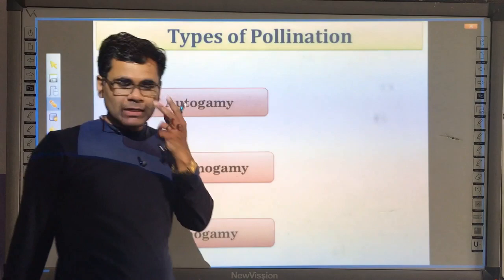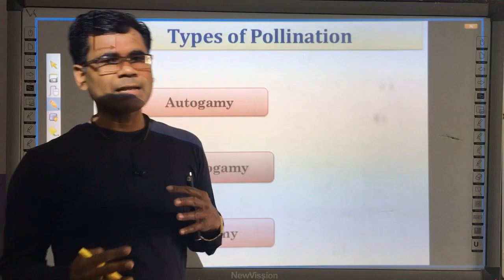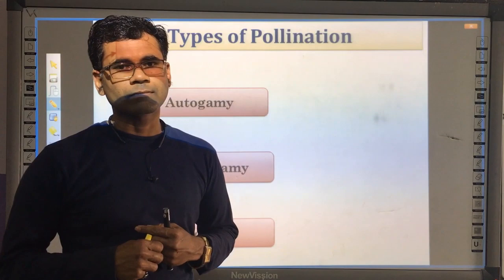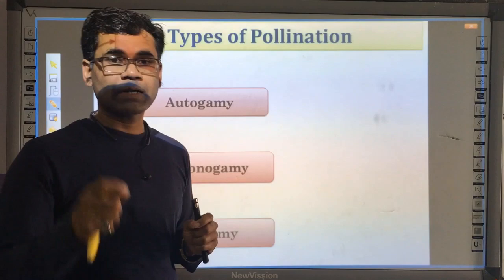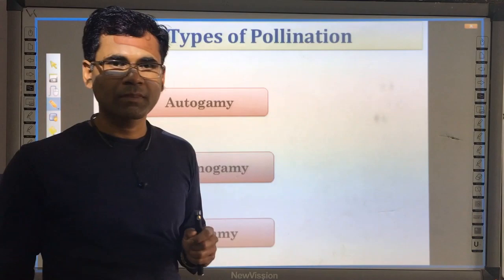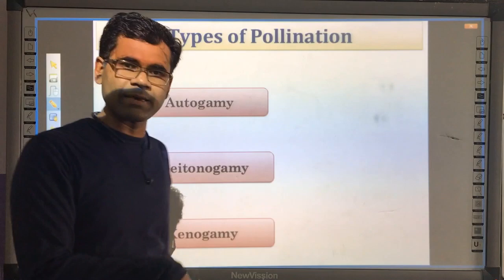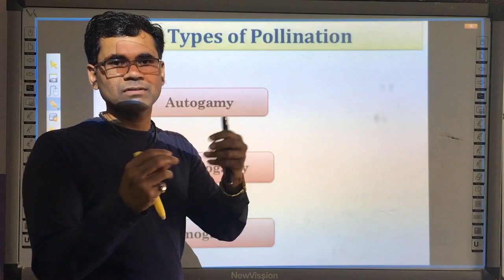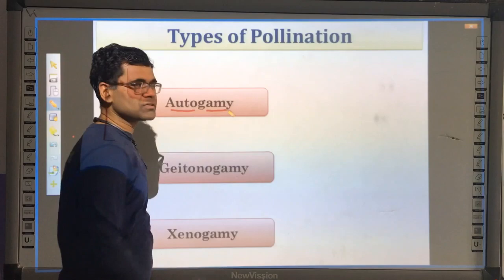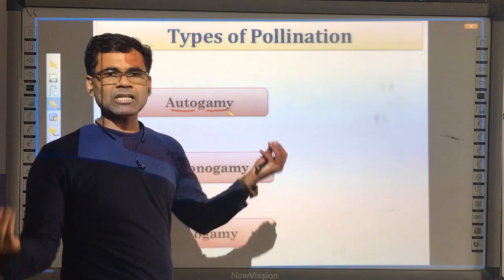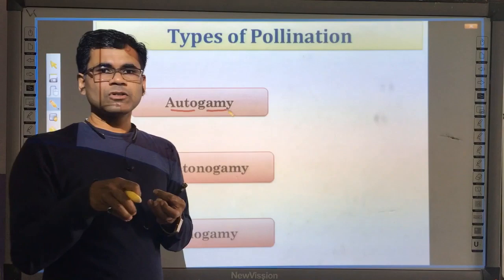Well, broadly, if you talk about pollination, it can be categorized into three categories. By now we have studied two categories, one is called self, another one is called cross. But now we are going to discuss three different categories of pollination. The first one is called autogamy. Auto means same, gamy means fusion, marriage. The word gamy means marriage. So auto means same and gamy means marriage. So here autogamy means the transfer of pollen grain from a genetically similar plant to the stigma of the same genetically similar plant.